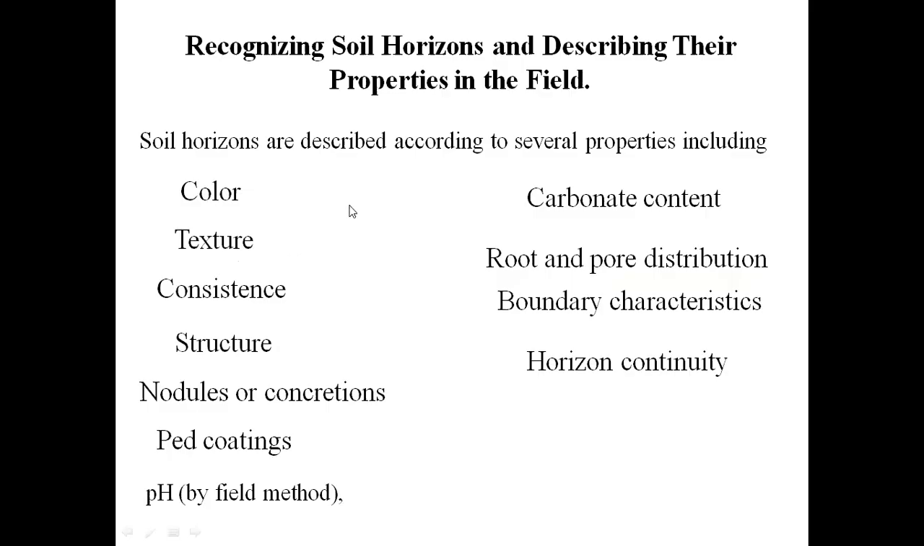Another one is texture. If you have great experience with field methods, we can go for texture. We can read the consistency. We can see the structure and nodular concretions. We can see pet coatings, mottle conditions, and the pH. In the field, a hand pH meter is available nowadays, so we can determine the pH layer to layer. We can measure the pH, carbonate content, root distribution, boundary characteristics, pattern characteristics, polypedon characteristics, and horizon continuity.